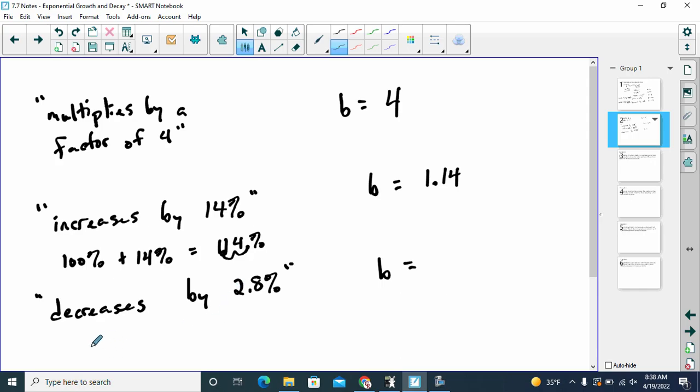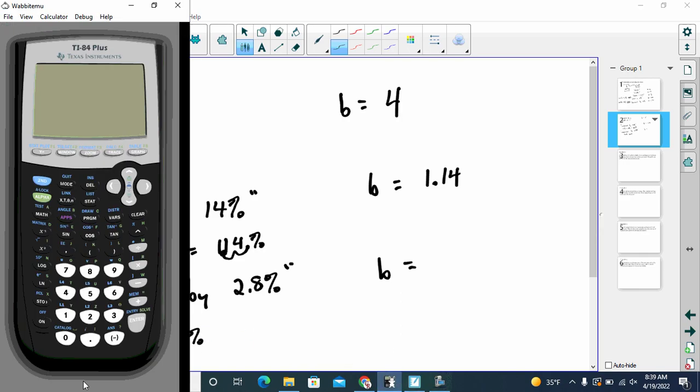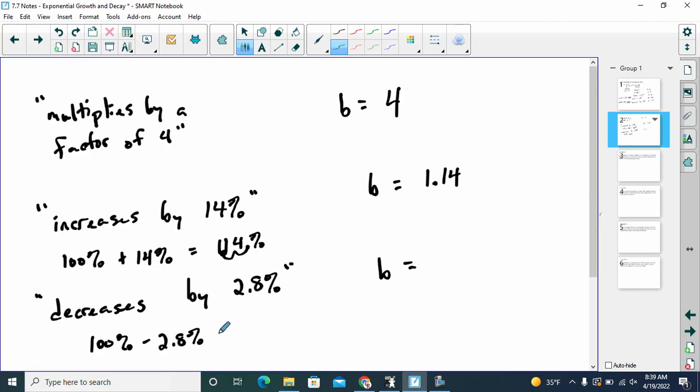Decreases by 2.8%. I've got 100% minus 2.8%, giving me 97.2%. And then I move the decimal point 2 places to the left to make it a decimal instead of a percentage. That gives me 0.972 for the b value.